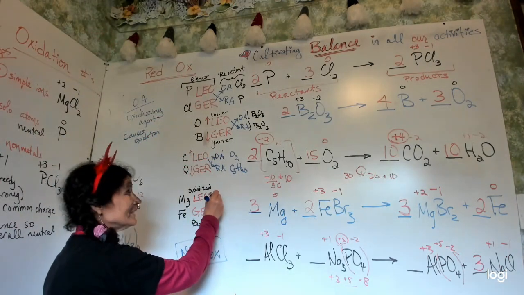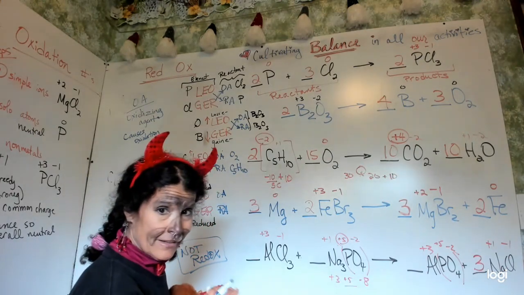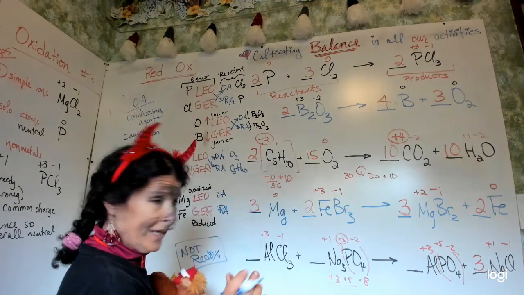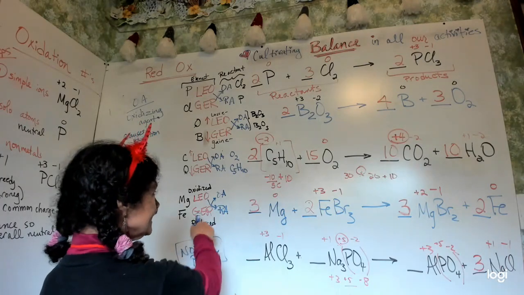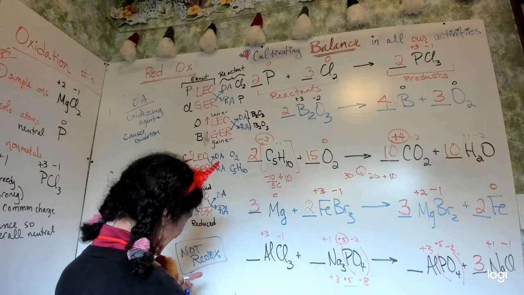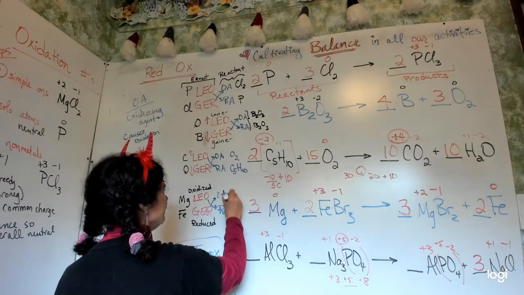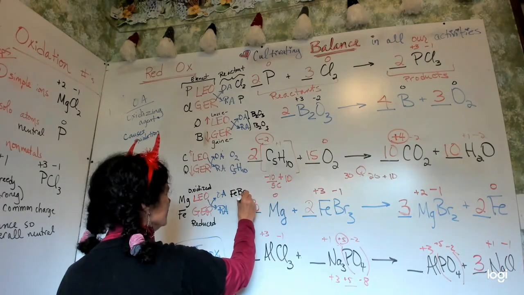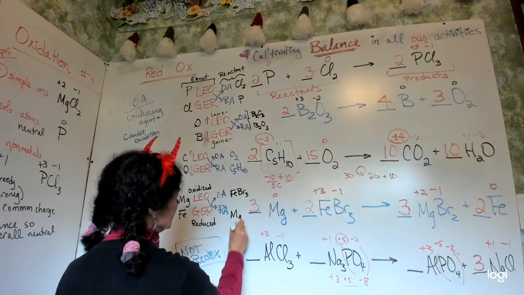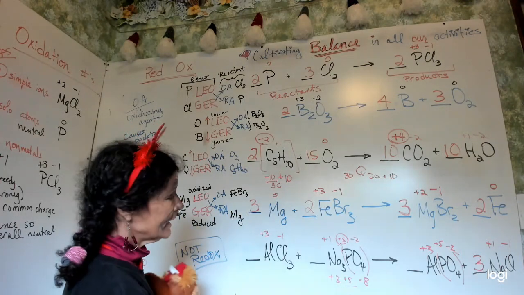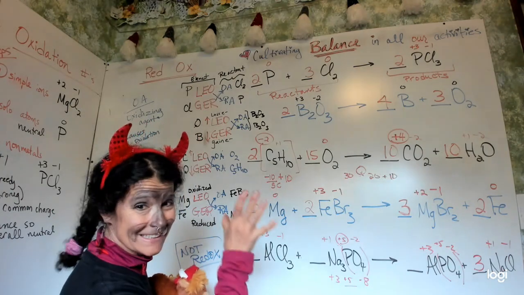All right, we want to do it one more time, because the last one, if it's not a redox, there's no LEO, there's no GER, there's no OA, there's no RA. All right, so the iron is gaining, but how does the iron start? It starts as FeBr3. So it's how the iron starts. How does the magnesium start? Well, it does start as magnesium.